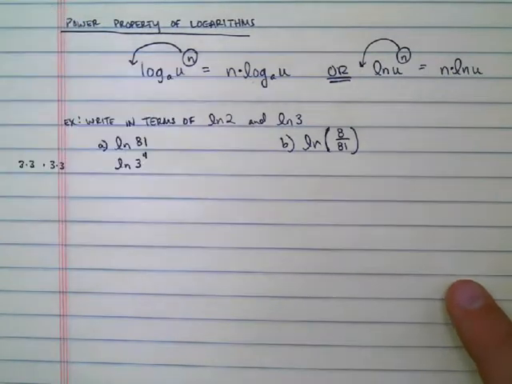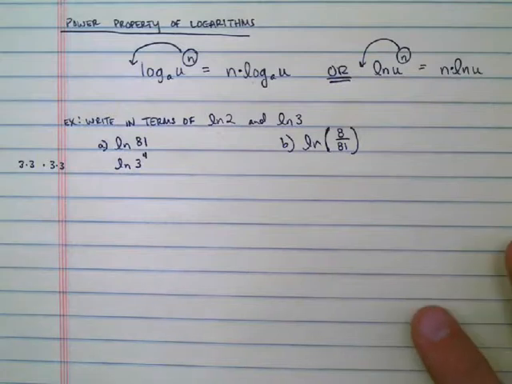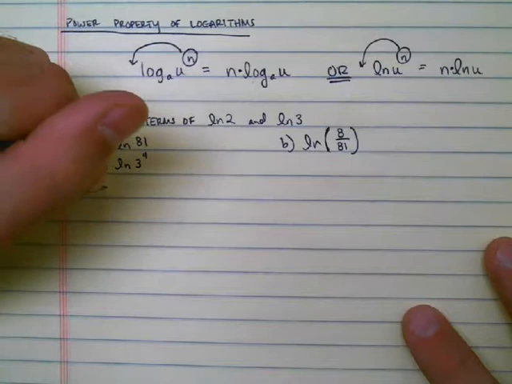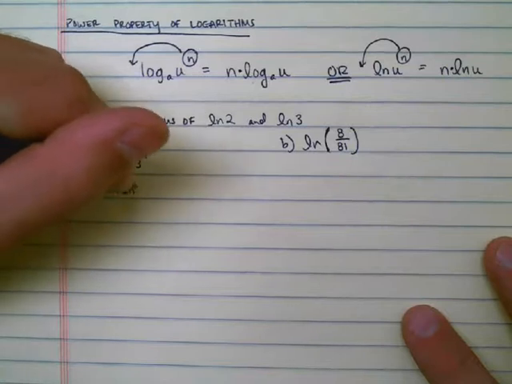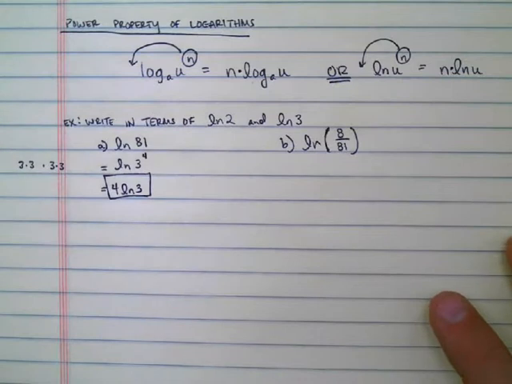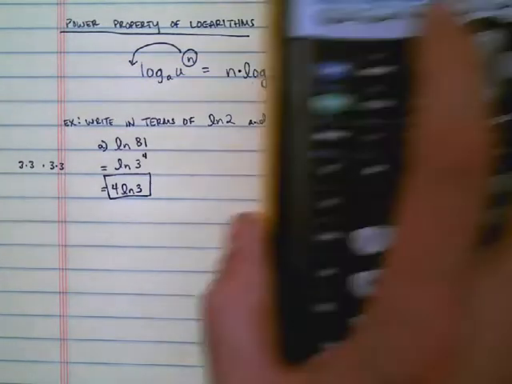And the power property says this: I can take that 4 and drop it down in front, and that's equal to 4 times the natural log of 3. Those two things are exactly the same. If I want to check it on my calculator too, I can.